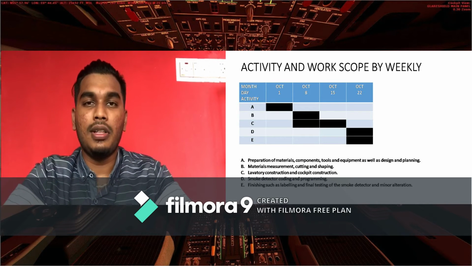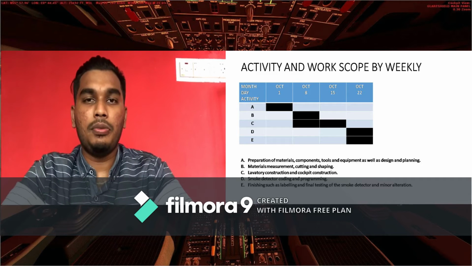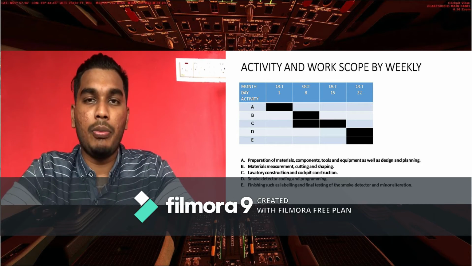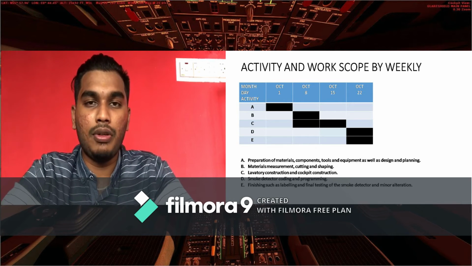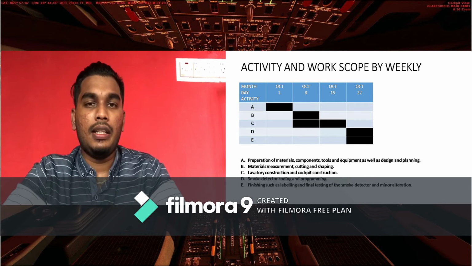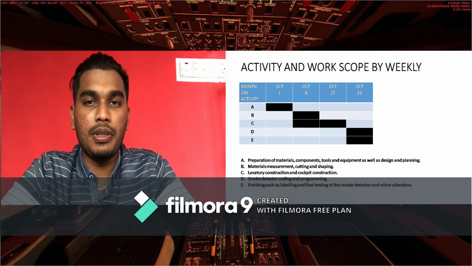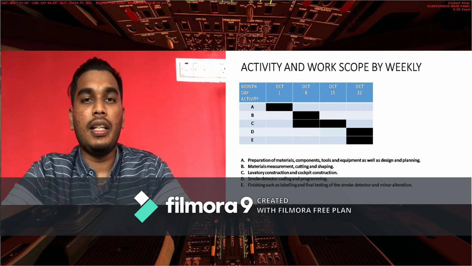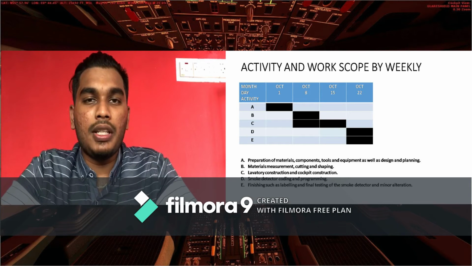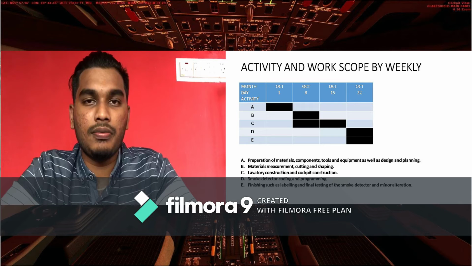Now this is our activity and work scope by weekly. In the first week, we did some preparation for materials, components, tools and equipment, as well as the designing and planning for our project. And then the second week we carried out the materials measurement, cutting and shaping by using the cardboard. And then the third week we managed to do our lavatory construction and cockpit construction.